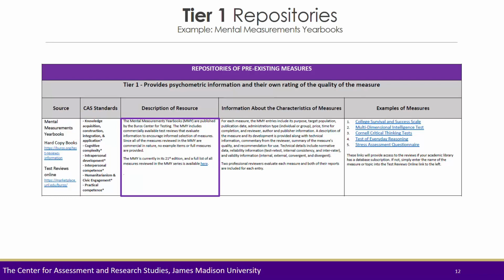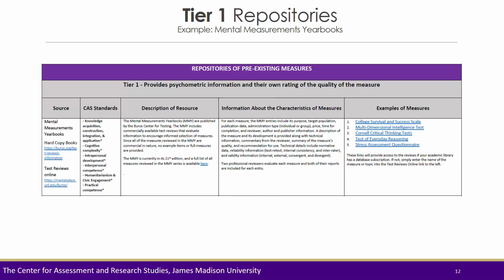Under information about the characteristics of measures, we describe how the measures in the repository are presented and reviewed. For example, we detail whether the repository provides a description of the instrument, the target population, price if applicable, domains covered, scoring procedures, and reliability and validity information, among other pieces of information, depending on the nature of the repository. Then we list 5 examples of measures found in that repository. You can click on the links provided to take a look at those examples.